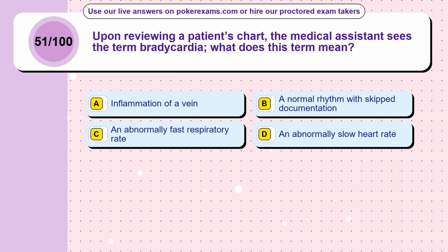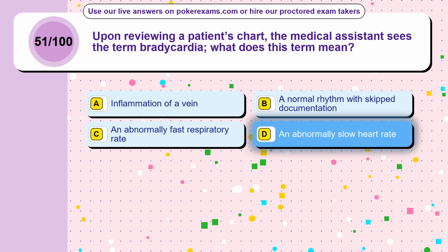Question 51. Upon reviewing a patient's chart, the medical assistant sees the term bradycardia. What does this term mean? Option A. Inflammation of a vein. Option B. A normal rhythm with skipped documentation. Option C. An abnormally fast respiratory rate. Option D. An abnormally slow heart rate.